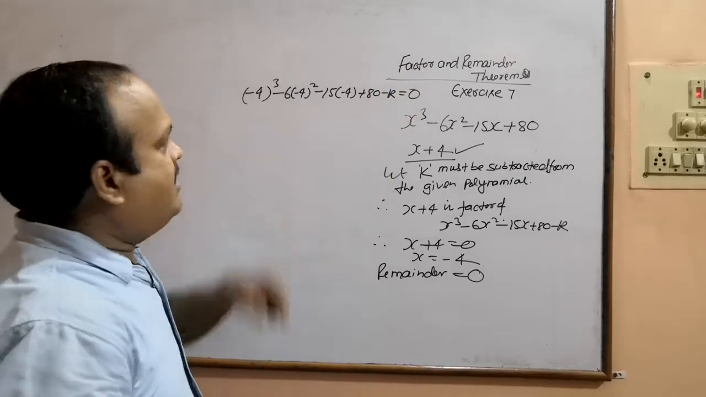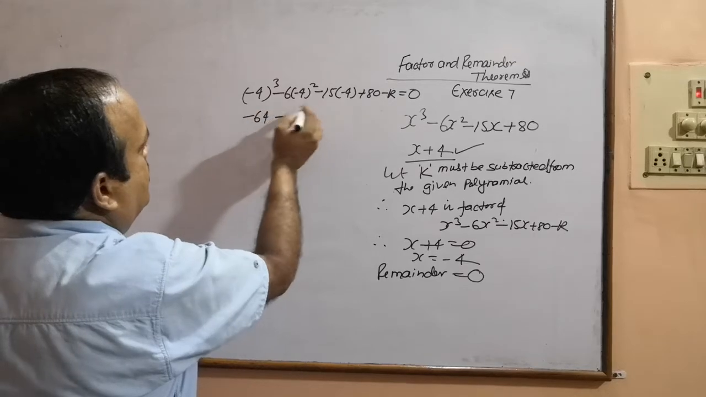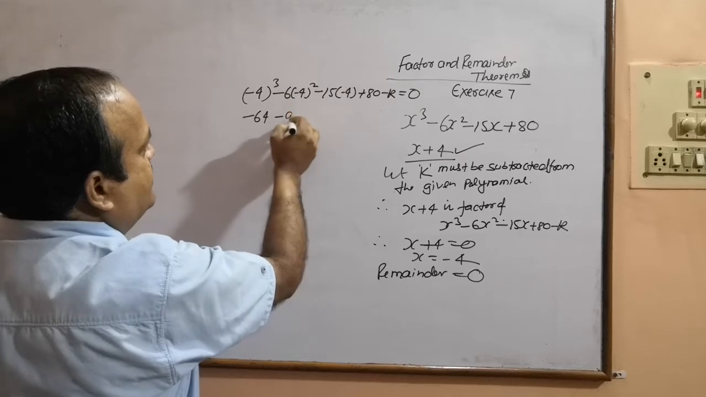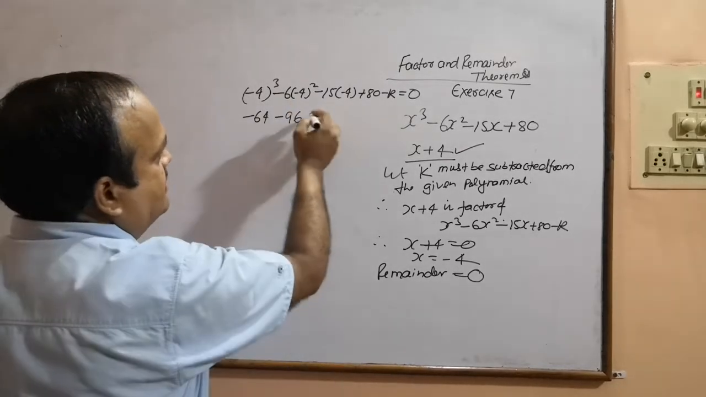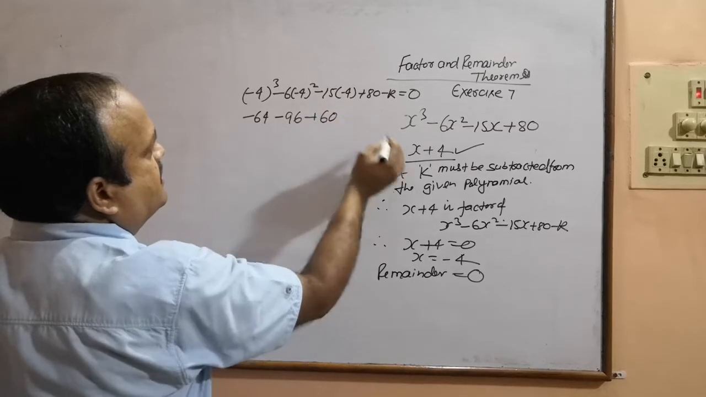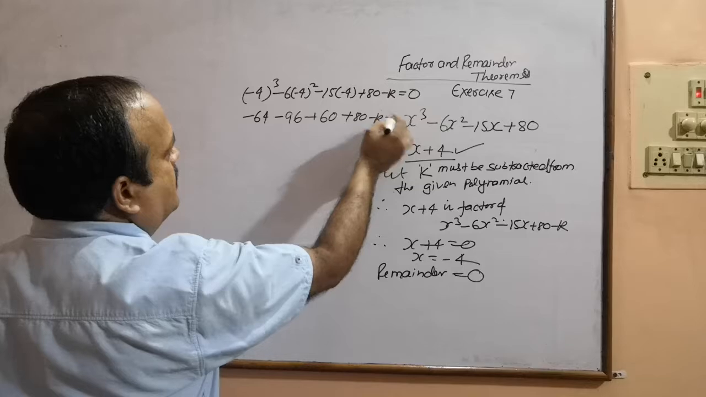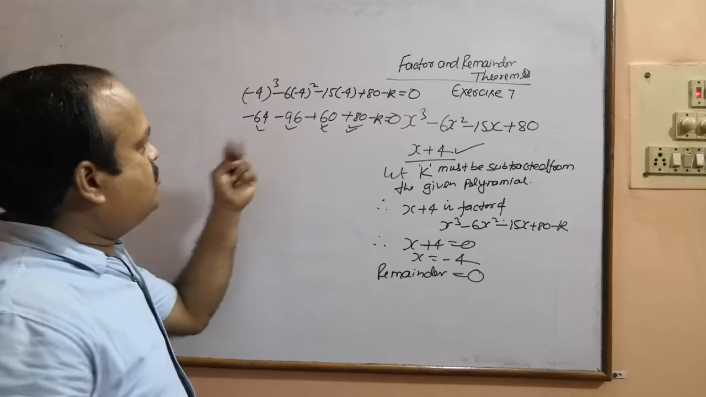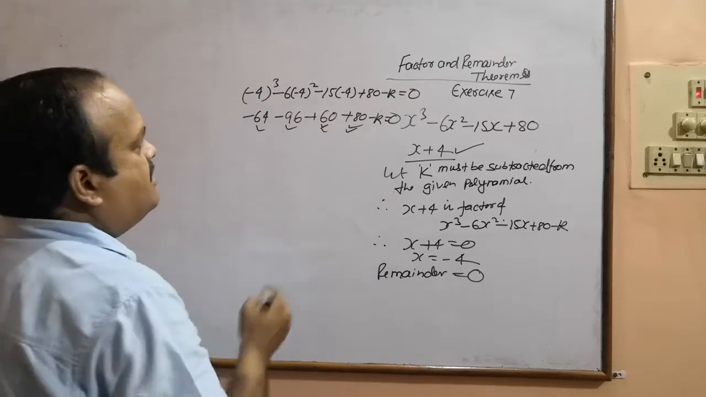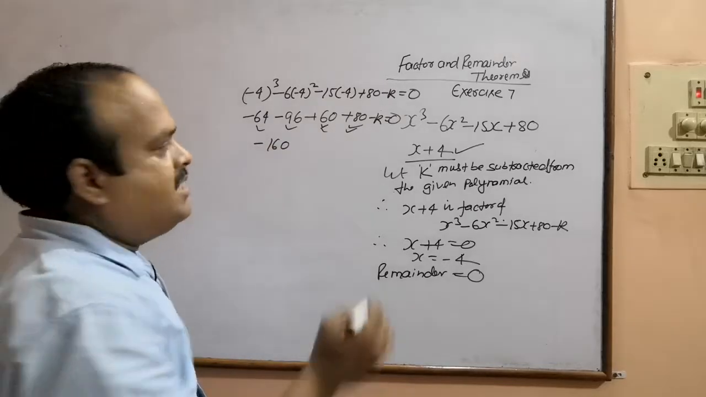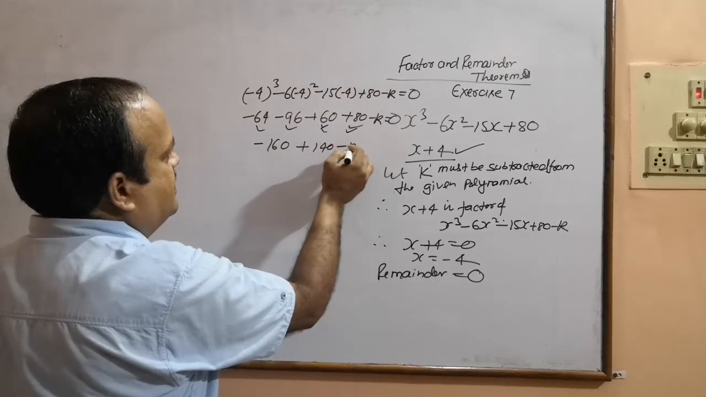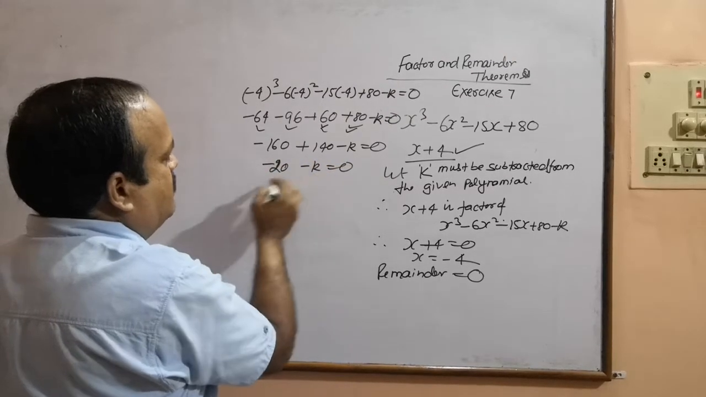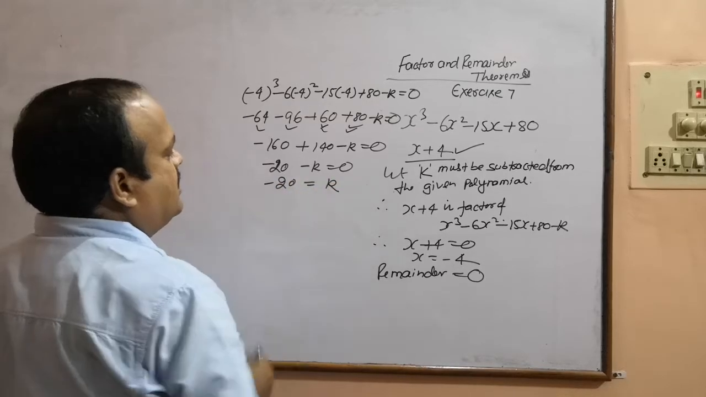Let us simplify this carefully. Minus 4 square is plus 16, minus 6, when you multiply you will get minus 96, minus minus it becomes plus. These two are positives, these two are negative. 96 plus 400, which becomes minus 160. This becomes plus 140, minus k equals to 0. So minus 20 minus k equals to 0. Minus 20 equals to k.